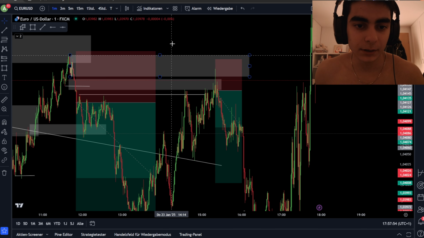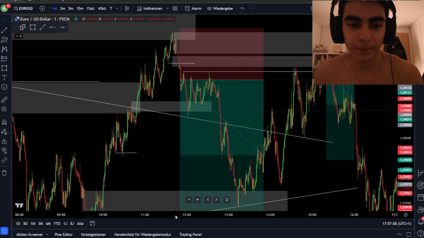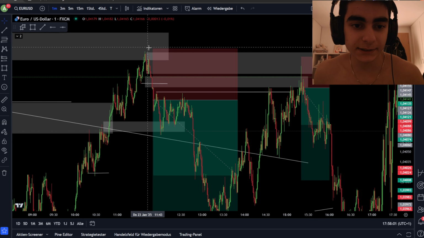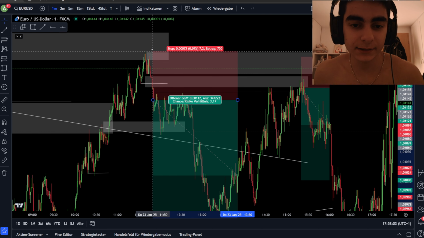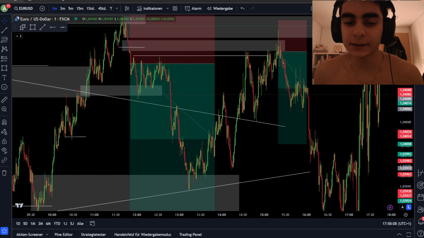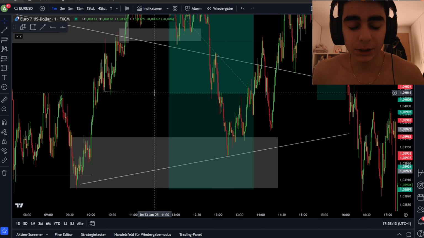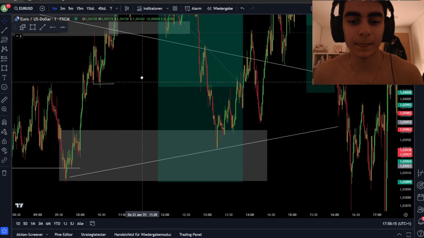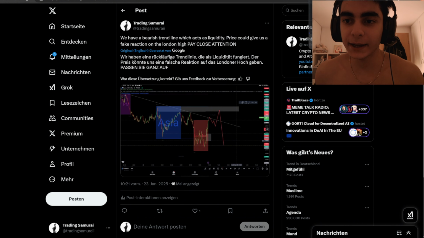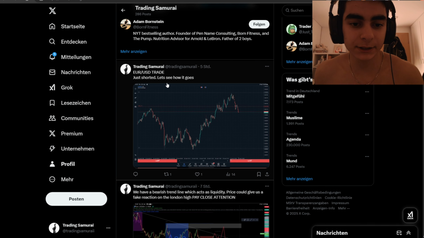And yeah, that's when I decided to go short. My stop loss was around that 7 pips, and it looked really good. I thought we are going to hit take profit, but I've posted on X right here that I just shorted. Let's see how it goes.